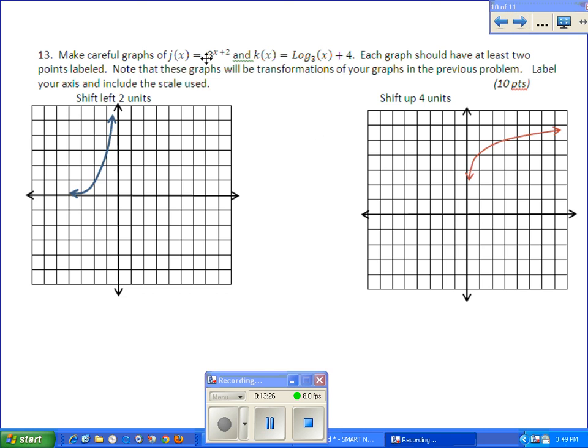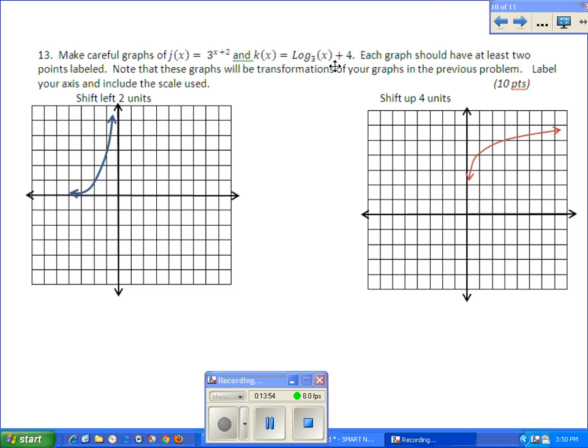These last two graphs are simply transformations of the two that we graphed above. The 3 to the x plus 2 would be a shift of the 3 to the x function left 2 units. So I simply took the graph above and slid it over to the left 2 units. So the point 1, 0 came over 2 units left. The point 1, 3 moved over 2 units left. And with that, I was able to get a pretty good graph here.